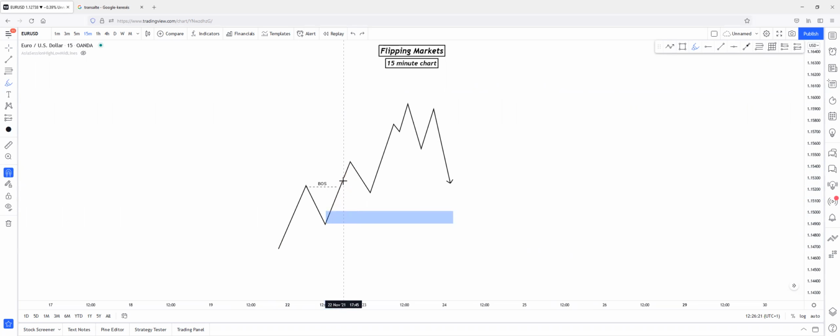But let's say this created inefficiency. As you can see, this broke structure to the upside, so it will be a valid demand zone. The third criteria is that it has to create or collect liquidity, but we'll talk about that later. Okay, we have the first demand zone right here.